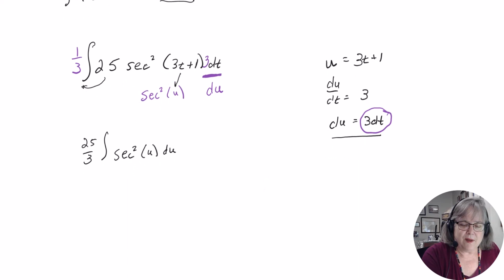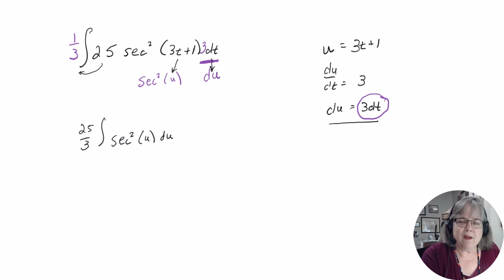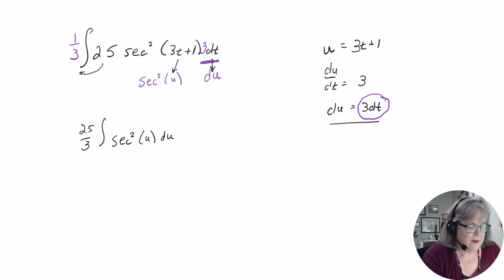So this is my u, this is my du, and now it's a much simpler problem, right? So what did you take the derivative of to get secant squared? Because this is the derivative of something. Well, you took the derivative of tangent. Okay, so this is 25/3 tangent of u plus c.